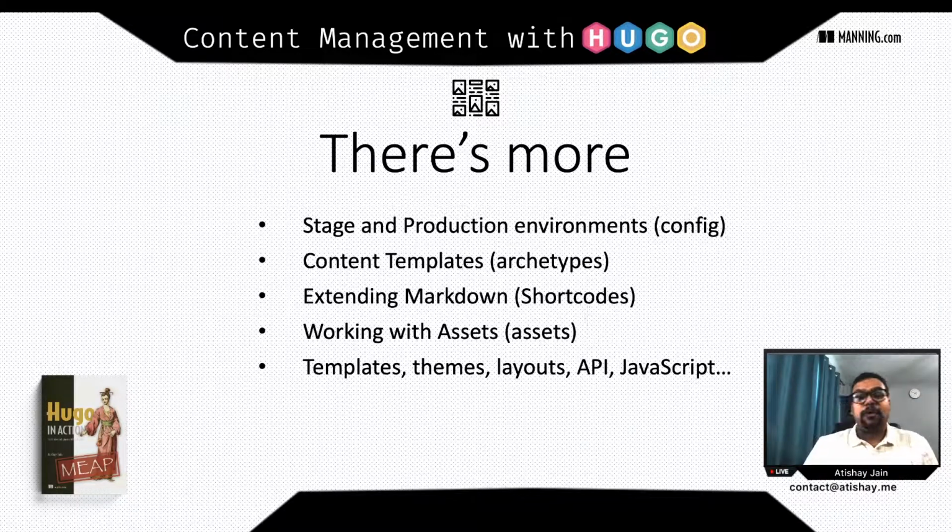And we did not even talk about the rest of the Jamstack. For example, working with images. How do you do a small image, a big image, a large image? How do you write template code that works similar to how PHP does inside the Hugo land? How do you work with themes, layouts, and the other parts of the Jamstack like APIs and JavaScript in Hugo?